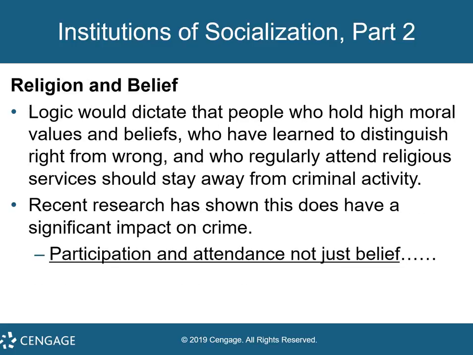What about things like religion and belief? Well, logic would dictate that people who hold high moral values and beliefs, who have learned to distinguish right from wrong, and who regularly attend religious services should also shy away from crime and other antisocial behavior. Religion binds people together and forces them to confront the consequences of their behavior. Having a high moral belief may enhance the deterrent effect of punishment by convincing even motivated offenders not to risk apprehension and punishment. Committing crimes would violate the principles of some of these organized religions.